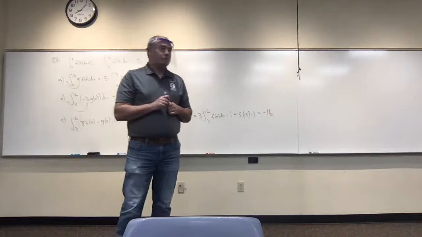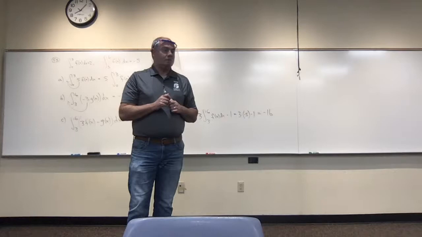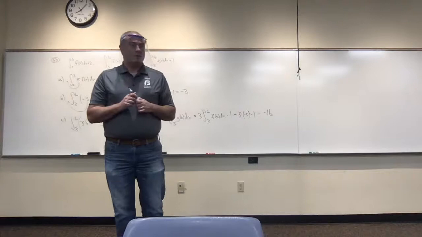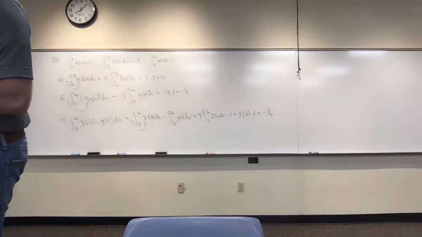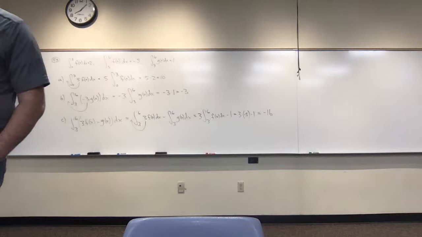What's that? I don't know. It just seems so good to know that the 6 is on the bottom and 3 is on the top. So it's probably that's it. Oh, on part D? Oh, yeah. Yeah, on part D, it goes from 6 to 3 instead of from 3 to 6. So you have to flip, and that means you're going to get a negative.